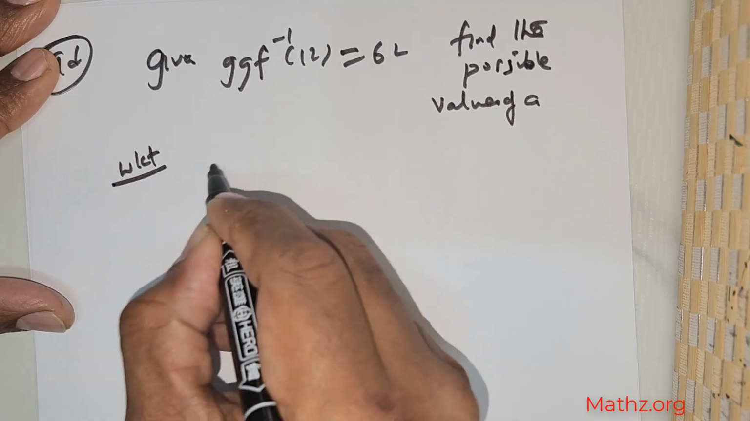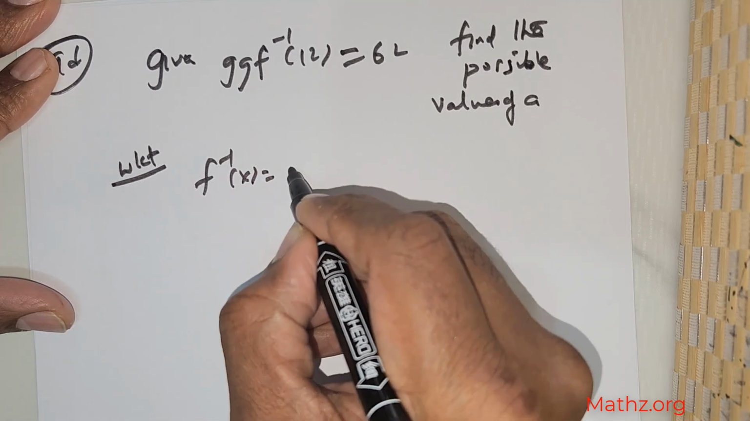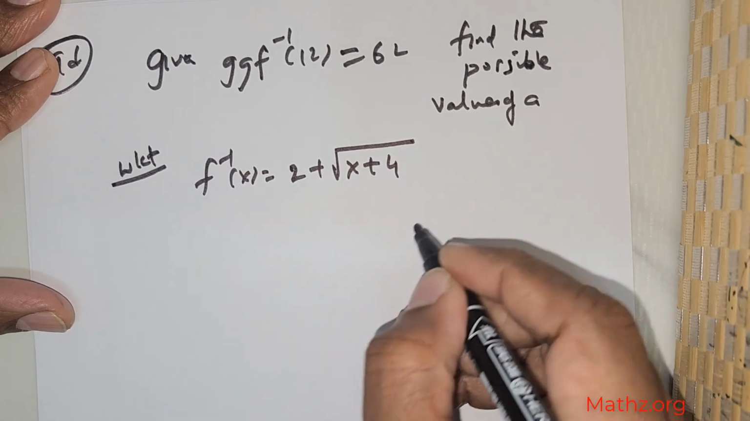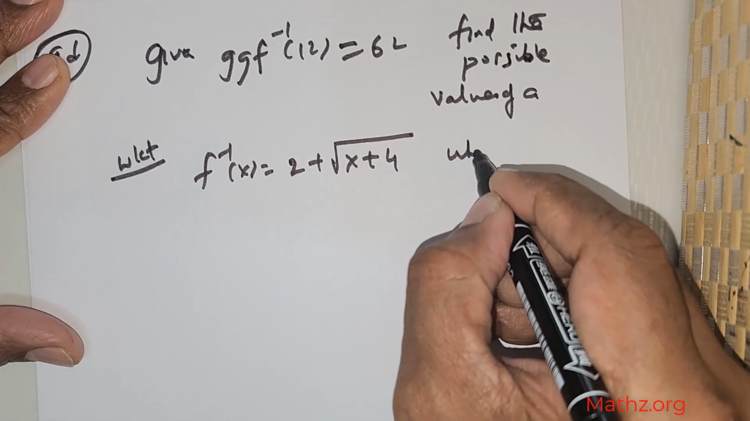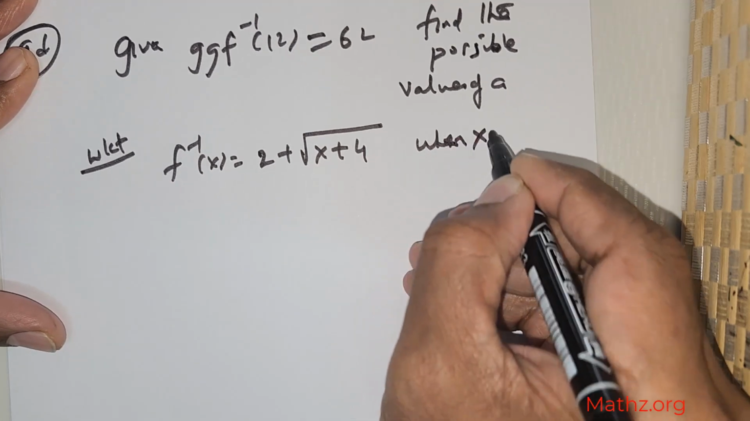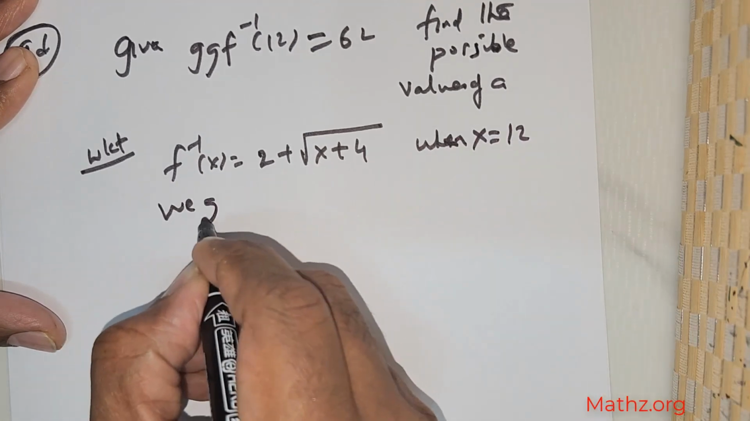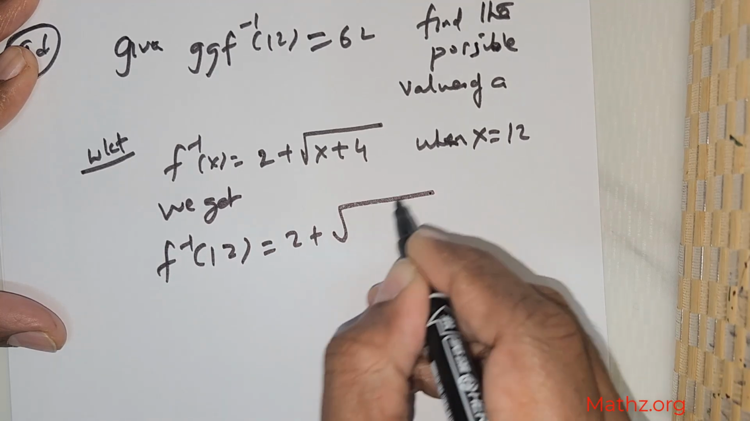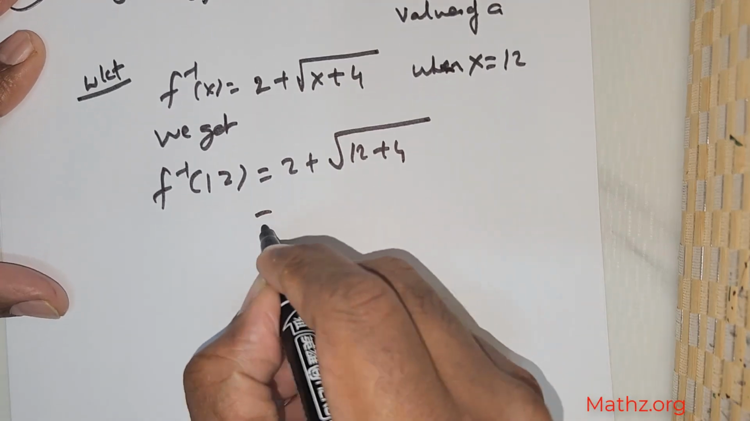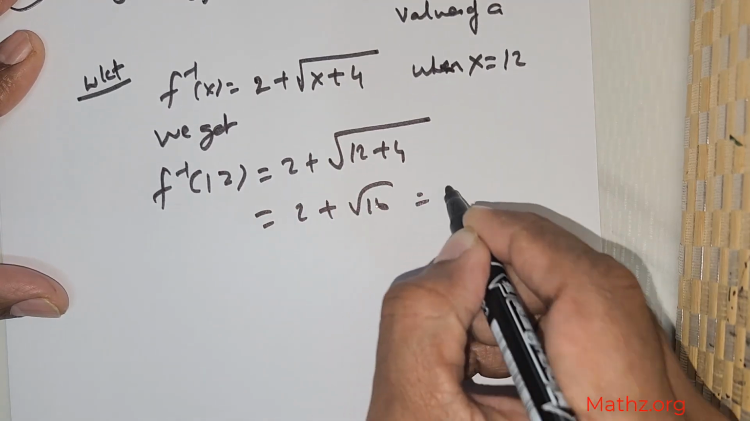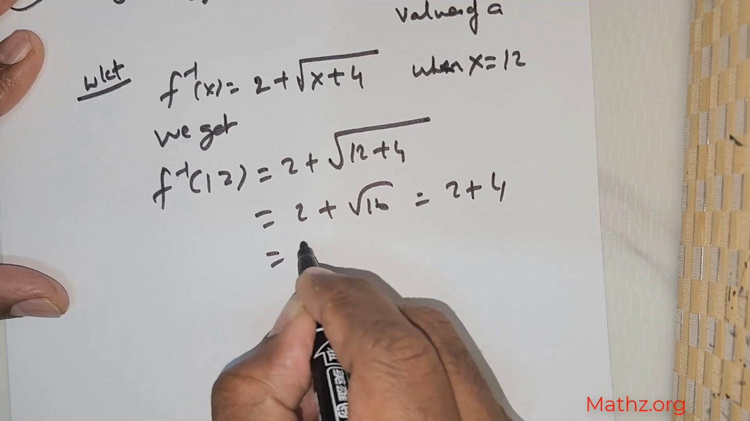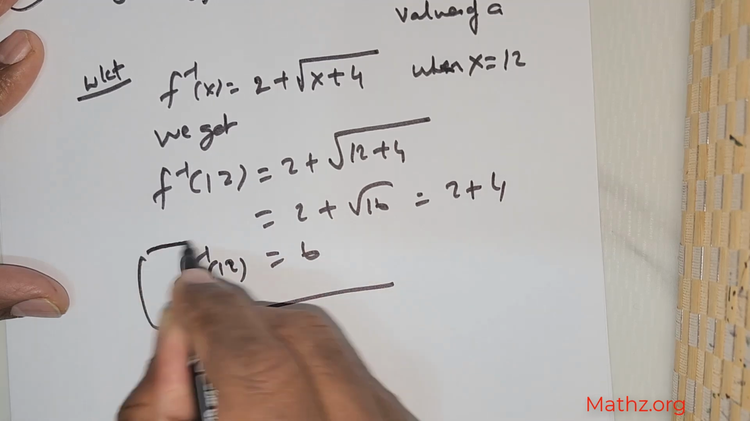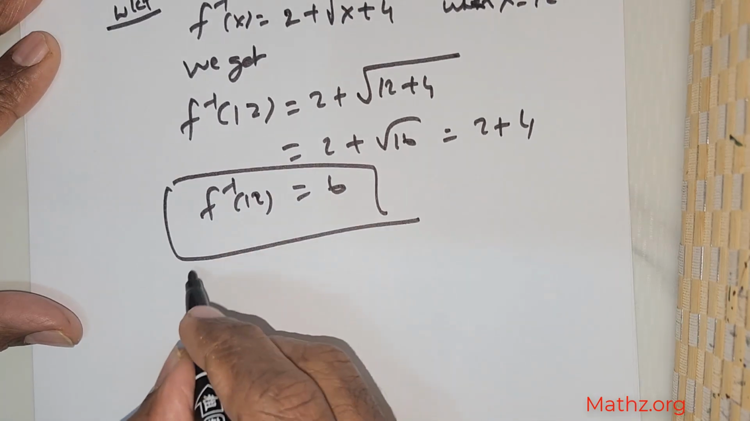We know that f inverse of x is equal to 2 positive root of x positive 4. We have already got that. So when x is equal to 12, we get f inverse of 12 is equal to 2 positive root of 12 positive 4, which is 2 positive root of 16, which is 2 positive 4, which is 6. So f inverse of 12 is equal to 6.